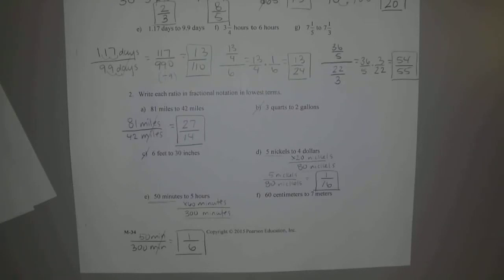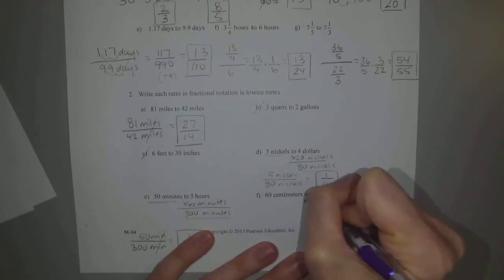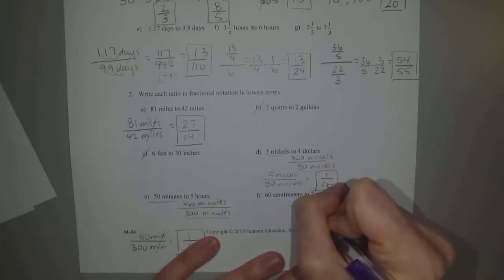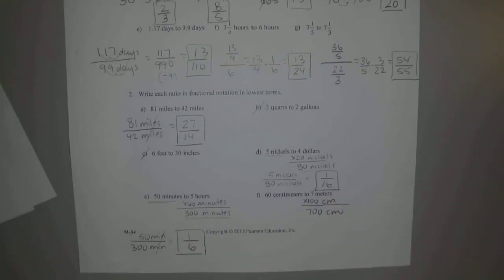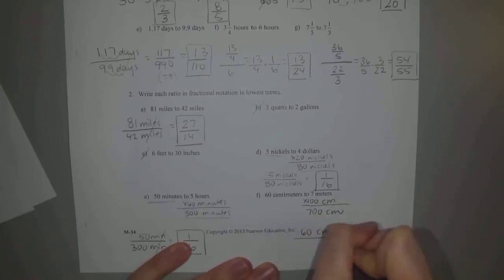Last one, if you have centimeters, do you have a meter? No, there's 100 centimeters in 1 meter. So what we're going to do is change the 7 meters to centimeters. So if we have 7 meters, guys, we have 700 centimeters. Centi, like century. How many years are in a century? 100. So how many centimeters are in 1 meter? 100. So really our ratio that we're going to deal with is 60 centimeters compared to 700 centimeters.